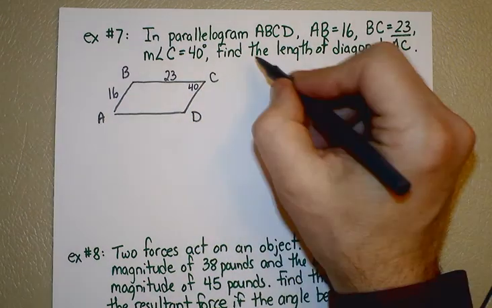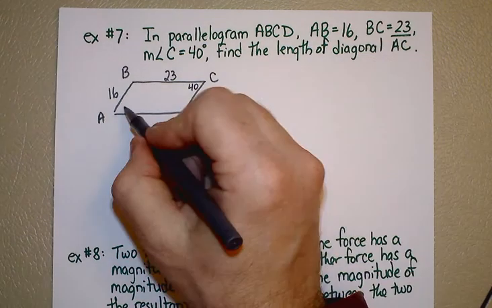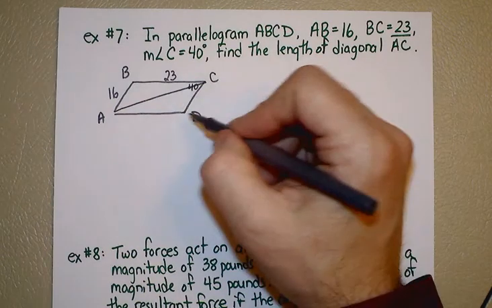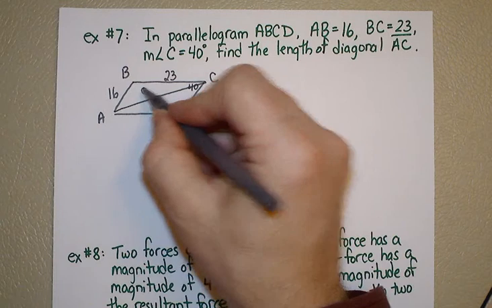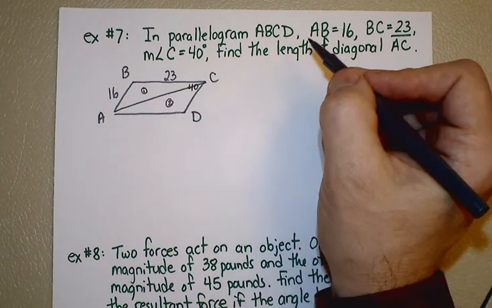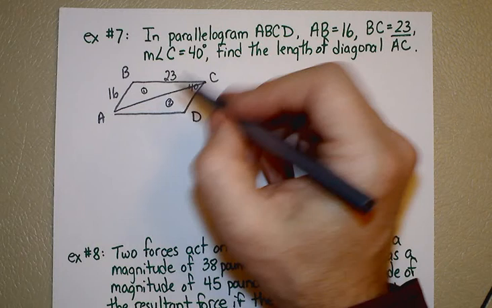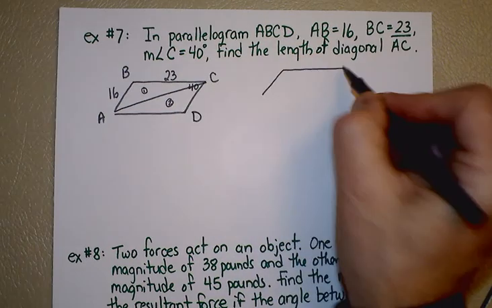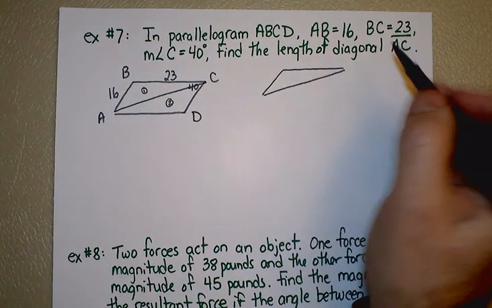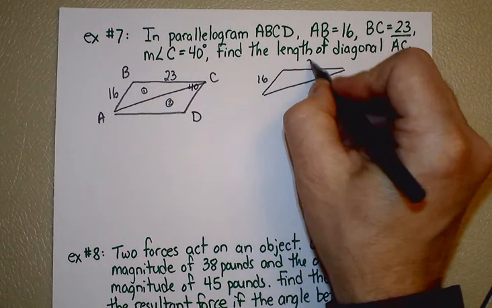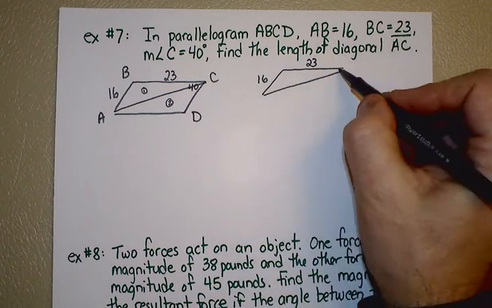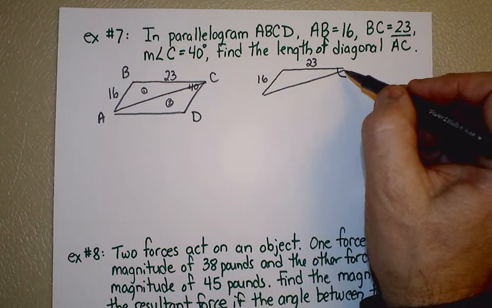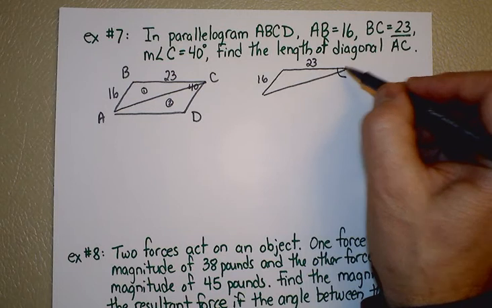Find the length of diagonal AC. So I'm looking for this diagonal, okay? What happens with a parallelogram is that these two triangles, triangle 1 and triangle 2, are congruent. I'm going to make my parallelogram question become a triangle question, so I'm going to separate out one of the triangles. This is 16 and this is 23. Now, I know that the bigger angle here is 40, but this diagonal does not bisect the angle, so I don't know what the measure of this is. It's not 20 and 20.